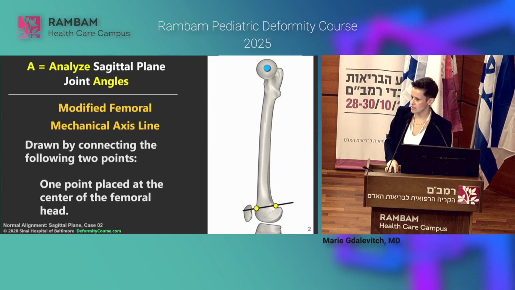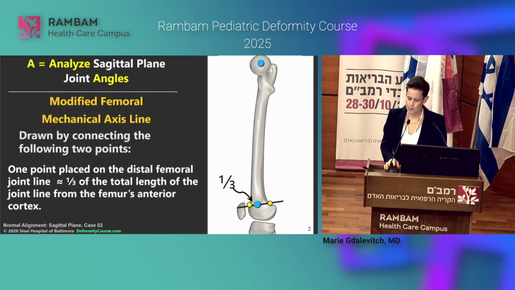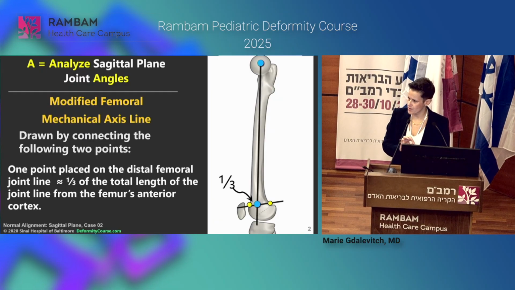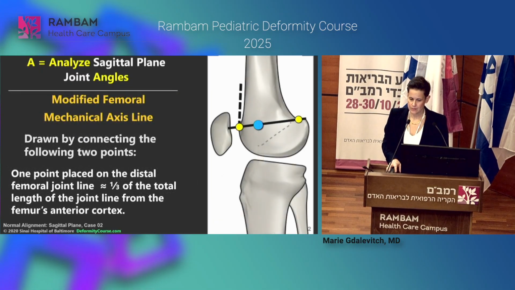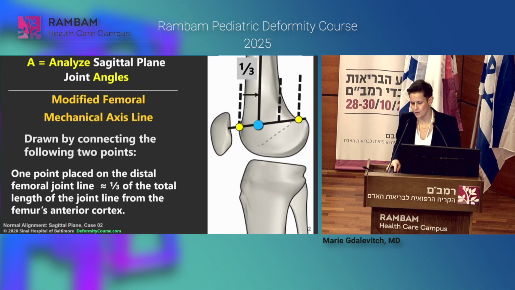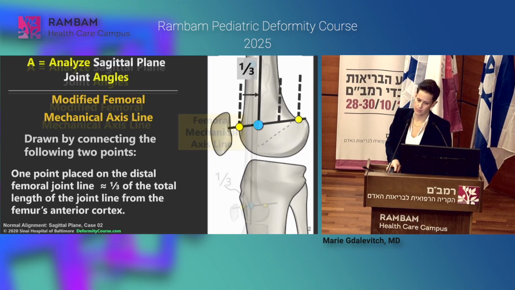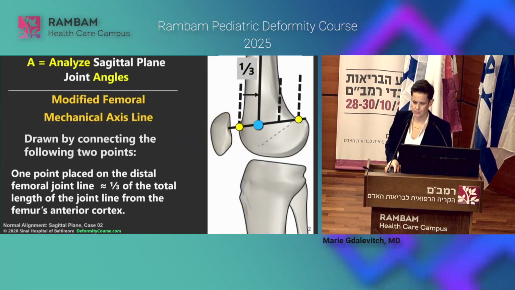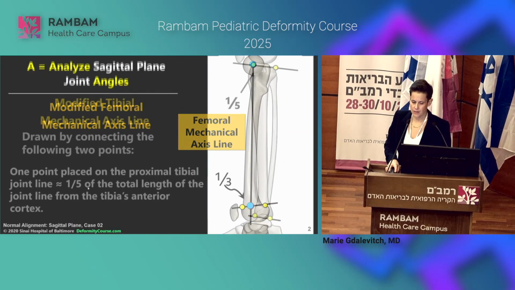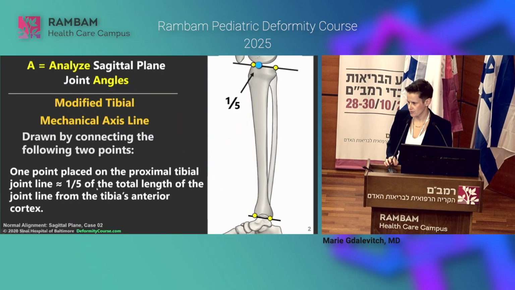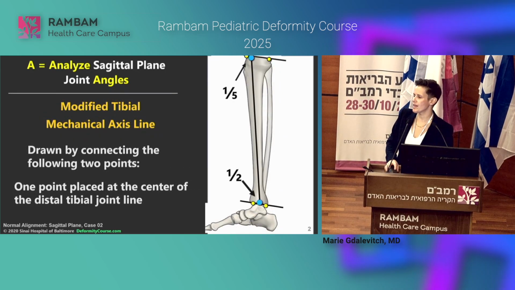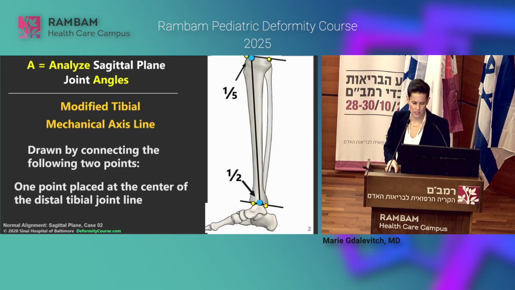So we draw a point at the center of the femoral head, and now we find a point 1/3 of the total distance of the joint line from the anterior cortex. So this is the 1/3 from the anterior cortex. Again, you divide the distal femur on the joint line in 3 parts. And that's your mechanical axis line for the femur in the sagittal plane. Sorry. For the tibia, it's going to be the 1/5 mark from the anterior cortex to the center of the ankle. And that's how you draw your mechanical axis or the modified mechanical axis line for the tibia.